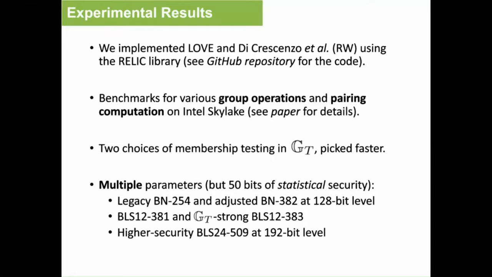The experiments include multiple choices of parameters at different security levels, but always consider 50 bits of statistical security. We picked the legacy BN254 curve at approximately around 100 bits of security, and a larger curve adjusted for the 128-bit security level. We picked two BLS12 curves at around 128 bits of security. The first one is the widely adopted curve over a 381-bit prime, and the second one is a GT-strong curve over a slightly larger prime. And the idea behind this is to be able to estimate the impact of membership testing in the execution of these protocols.